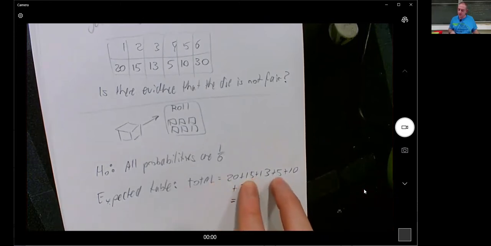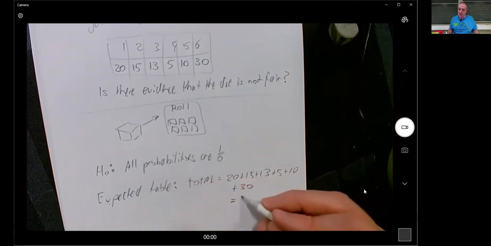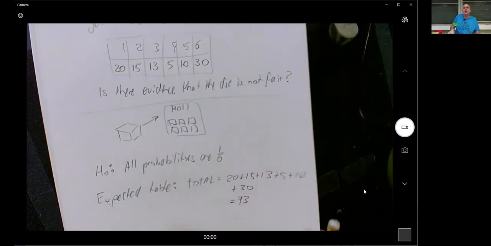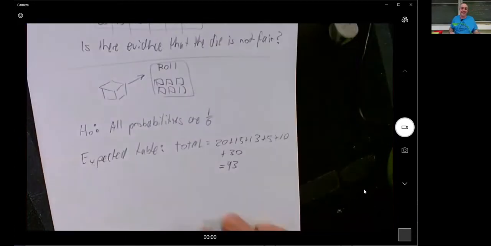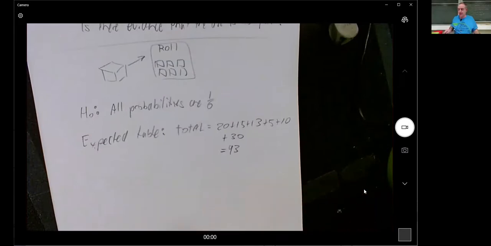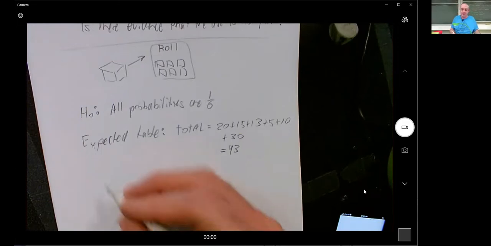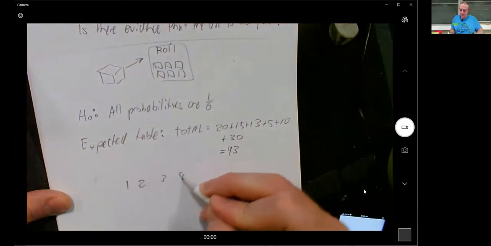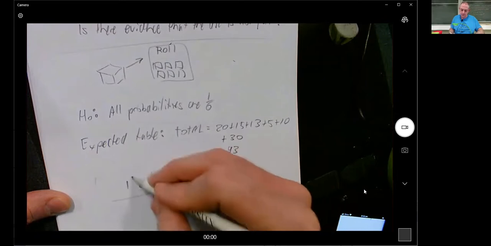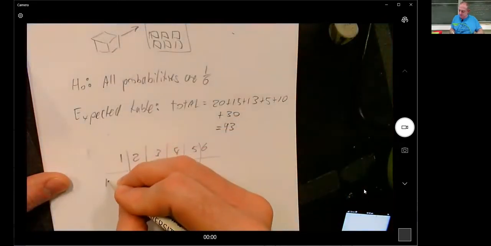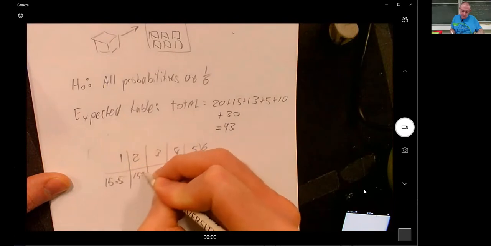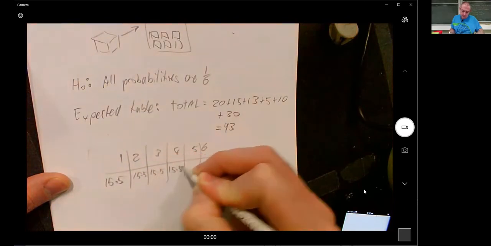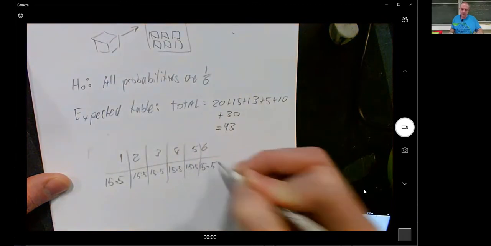50, 70, 80, 93. Good on me for not making it up to 100. That would be too easy. But 93, divided by 6 is not too bad, is it? At least it's a multiple of 3. They're all 15.5. So the expected table is this.